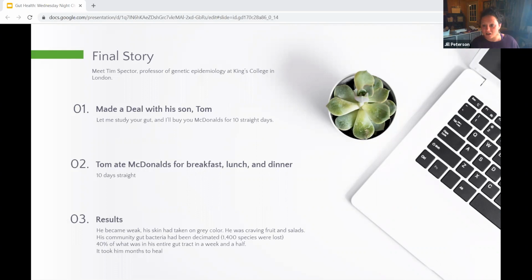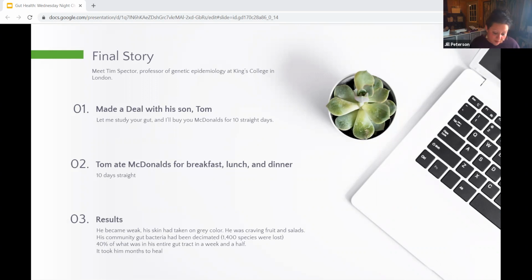So this is from Sarah Harnish, who I absolutely love. But she wrote a story, and this is a true story about a professor. His name is Tim Spector. And she said he's actually quite famous. He's a professor of genetic epidemiology at King's College in London. He made a deal with his son, Tom, that if he let him study his gut, he would buy him McDonald's for 10 days straight because he wanted to take a peek at his microbiome.